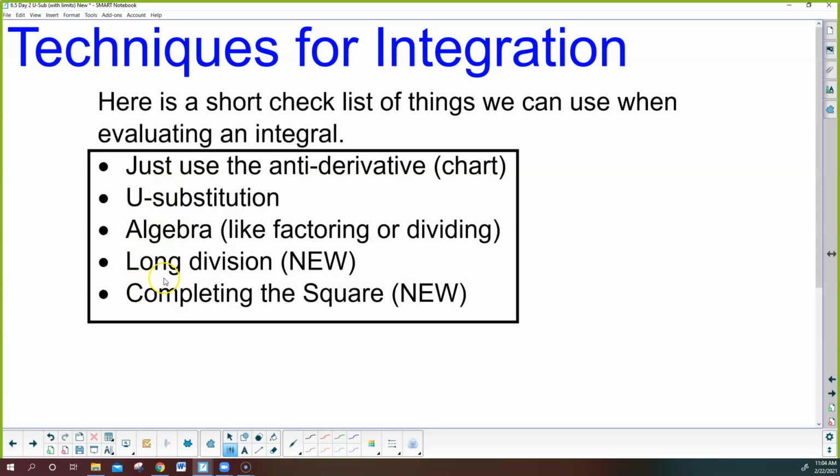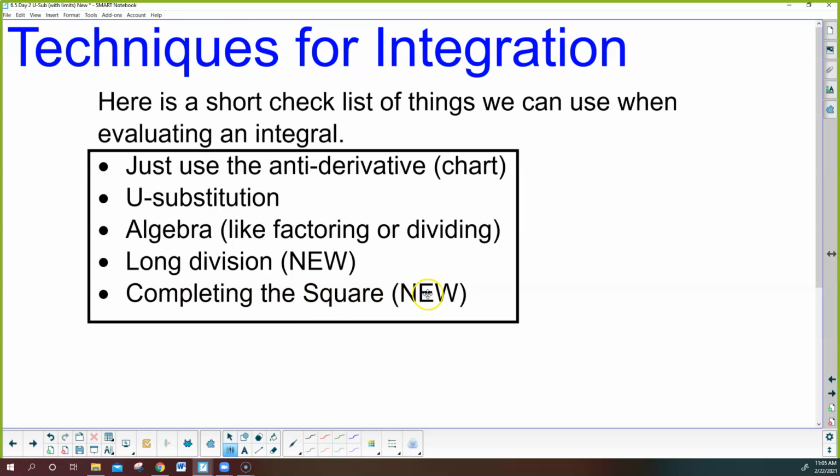And then we have 2 new pieces today that are just little subcategories of these. What happens if I can't just take the antiderivative, or I can't do use substitution, or algebra doesn't work? Maybe it's a long division, and maybe it's completing the square. So we're going to introduce 2 new pieces today. I'll give you a little hint. Both of these are potentially topics that could be on the AP test. I've seen both of them. However, I've seen them in one multiple choice question. And I'll let you know we are going to have a long division problem on this test, the mini test coming up at the end of this unit.